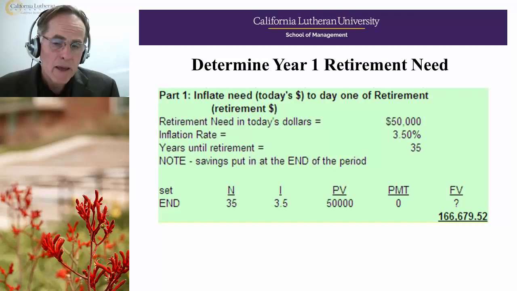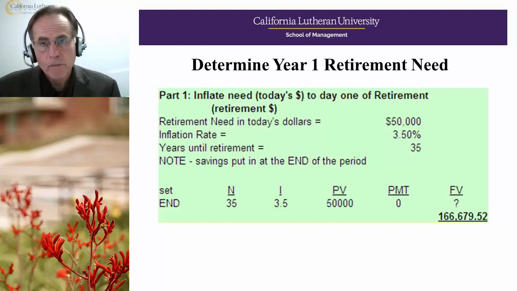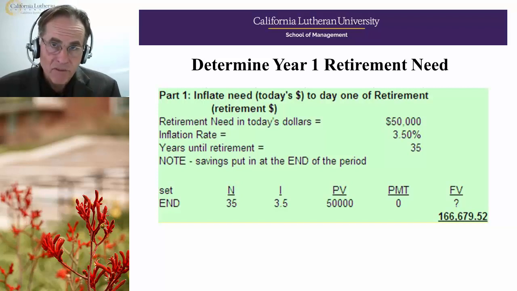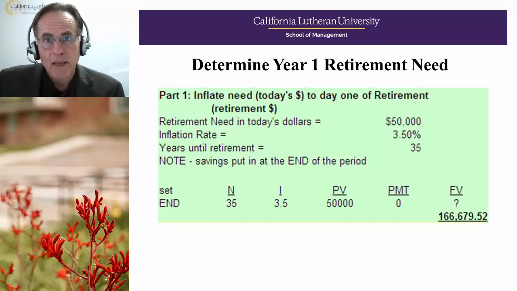And when I figure out the FV, I come up with 166,679. For everyone who's been through Business 591, this should look very familiar. You learn two real concepts in that course: time value of money and risk and return. And so all we're doing here is now saying, what will a $50,000 cost be in 35 years if that's going to increase at 3.5% per year? And our answer is 166,000.